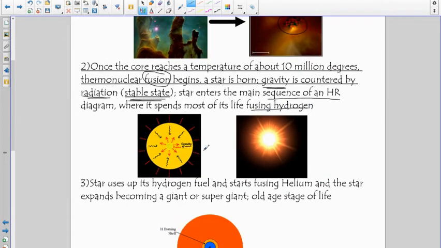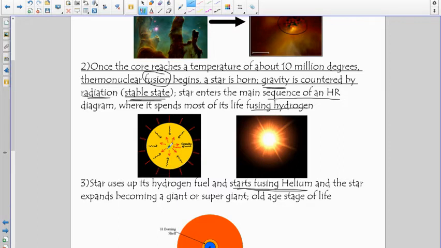Eventually, all good things come to an end, and the star will begin to run out of fuel. When it does, it will start to get helium in the core. And this gets a little bit confusing. It'll start to fuse the helium, and that fusing of helium will actually make the core temperature hotter, which will cause the star to expand.